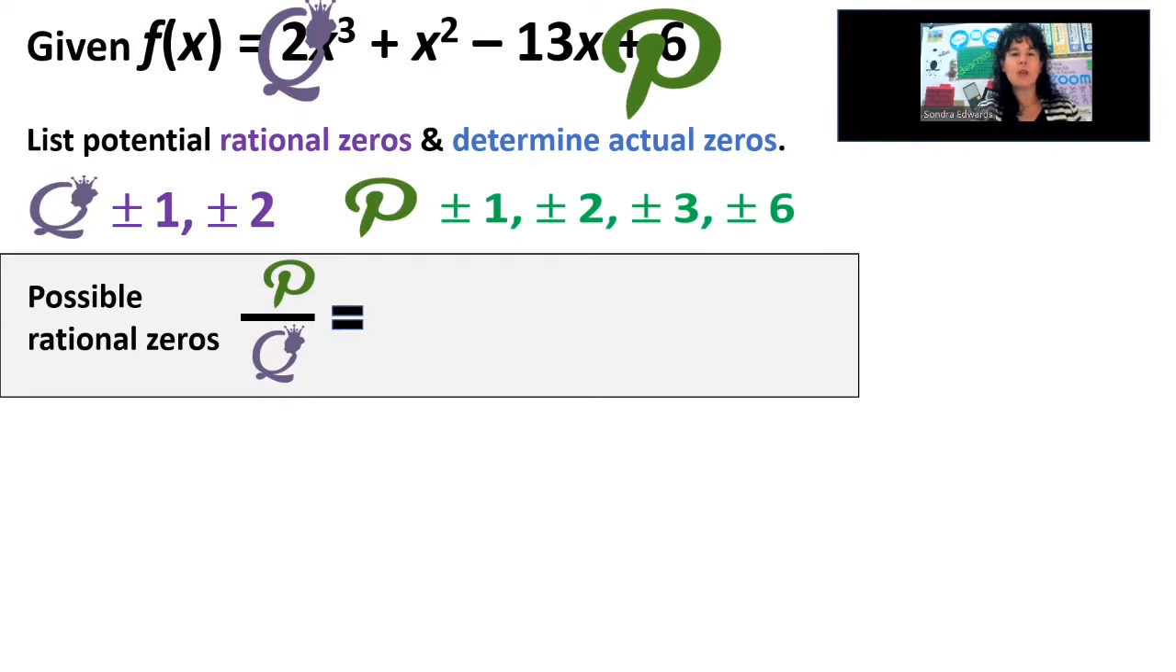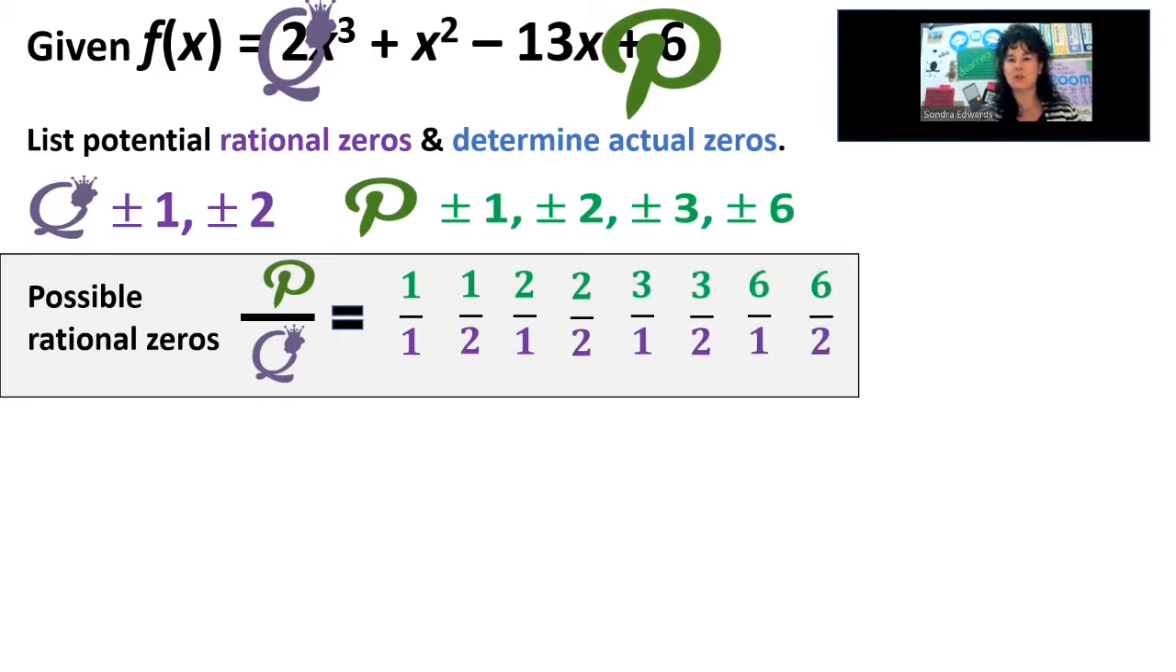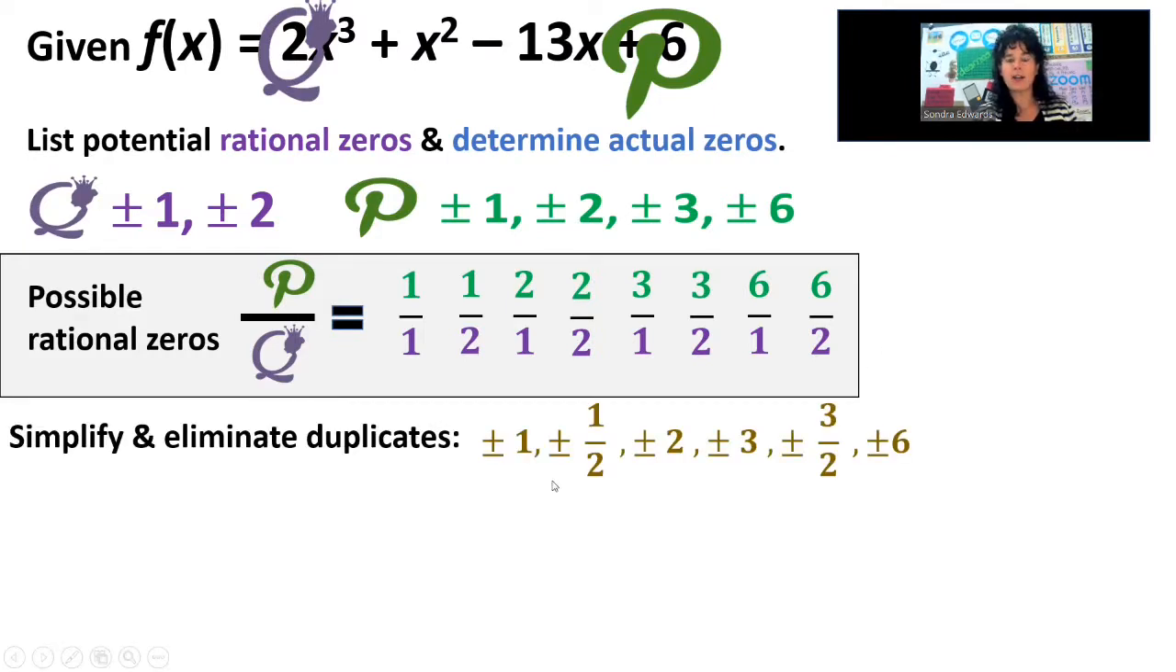You want to be very systematic about this. You don't want to just randomly start pairing numbers, so I'm going to start with this first P, 1 over 1, 1 over 2. Okay, moving on to the next P-value, 2. So 2 over 1, 2 over 2. Then moving on, 3. So 3 over 1, 3 over 2. And lastly, 6 over 1, 6 over 2. We do not have our complete list. We want to simplify, get rid of any duplicates, and they are all plus or minus. All right, so here's my final list.